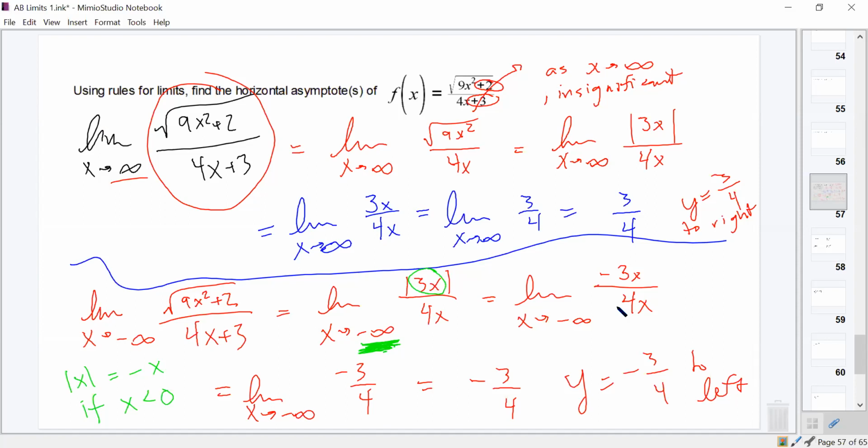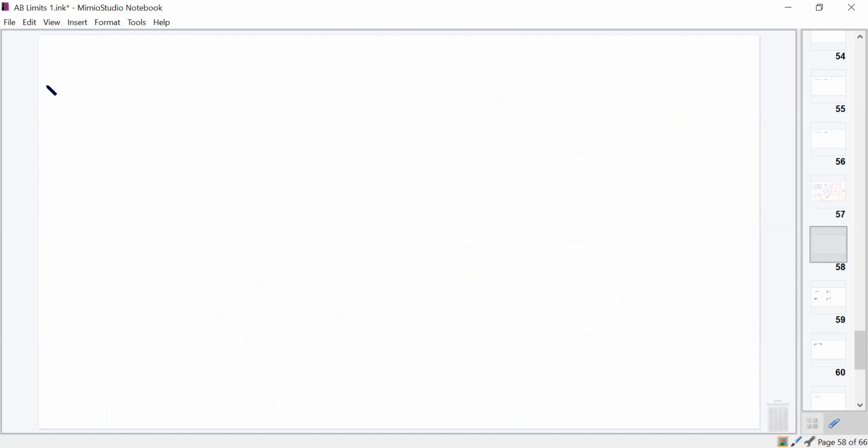Should we do another one like that, or we feel okay about that? I would love to do another one. All right, let's add a page in here. I'll just make one up on the spot here. Let's find the horizontal asymptotes of the function y equals, how about 9x minus 1 over the square root of 4x squared plus 5.